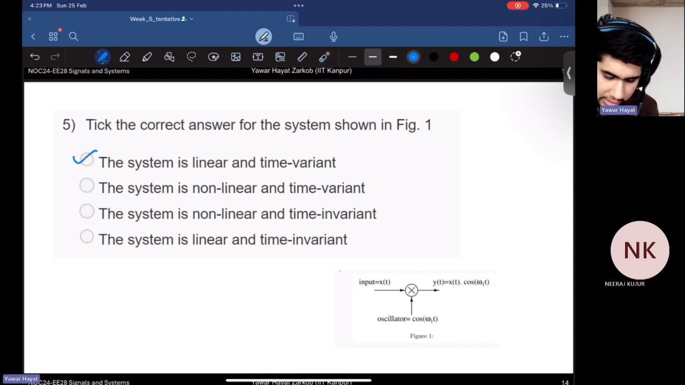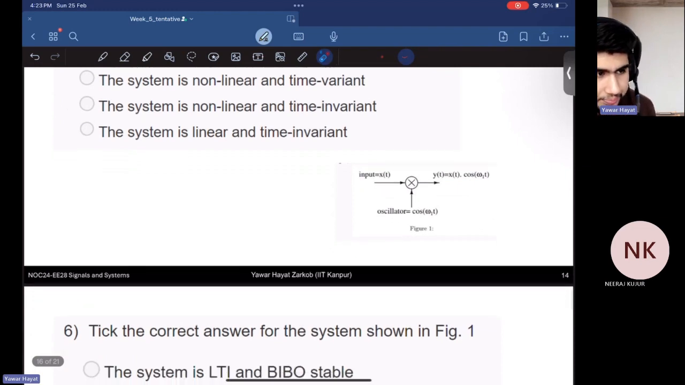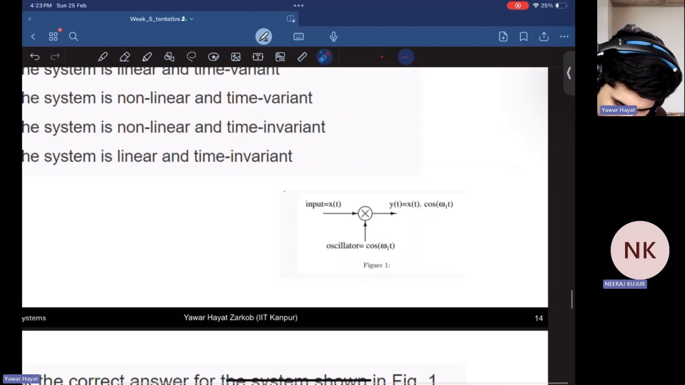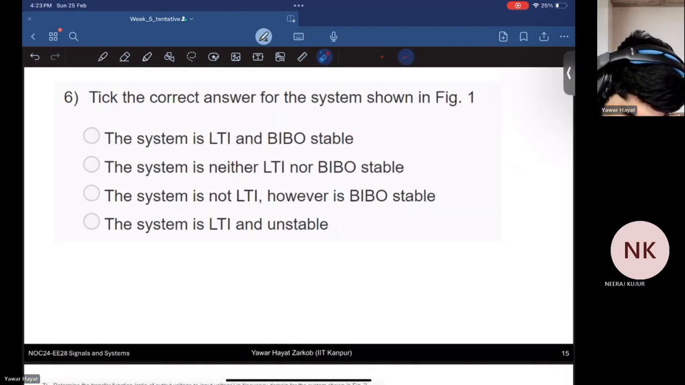You said it is linear, right? And then we came to the conclusion that it is time variant as well. So we'll move ahead. So the next question is again for the same system. I'll paste it here as well.